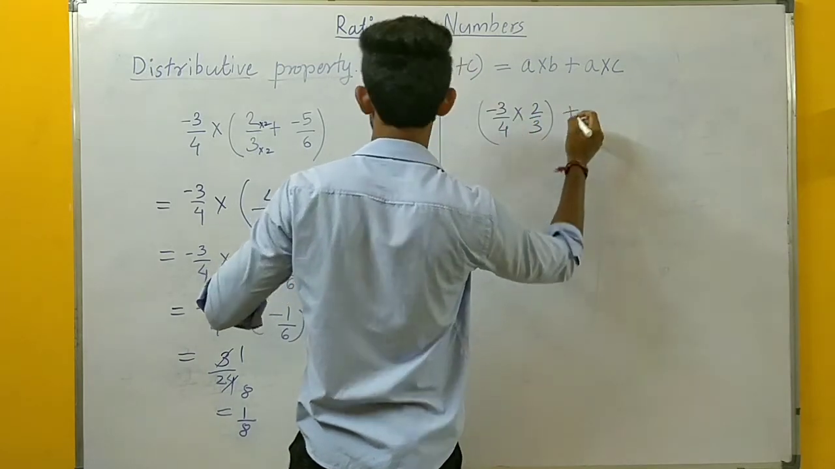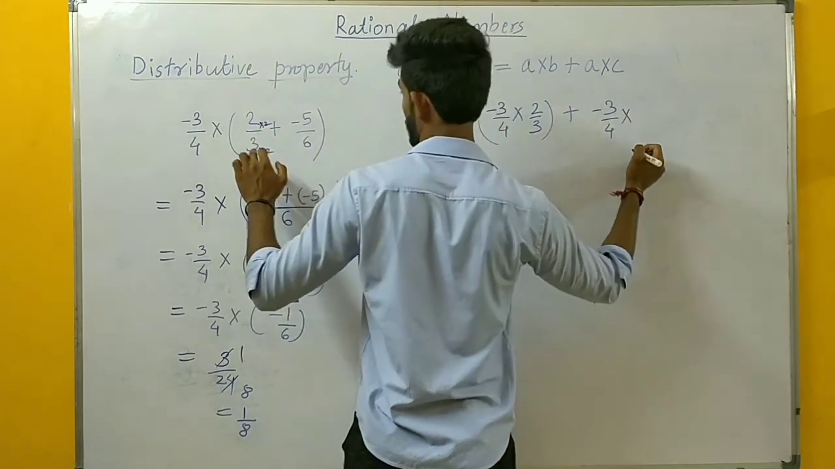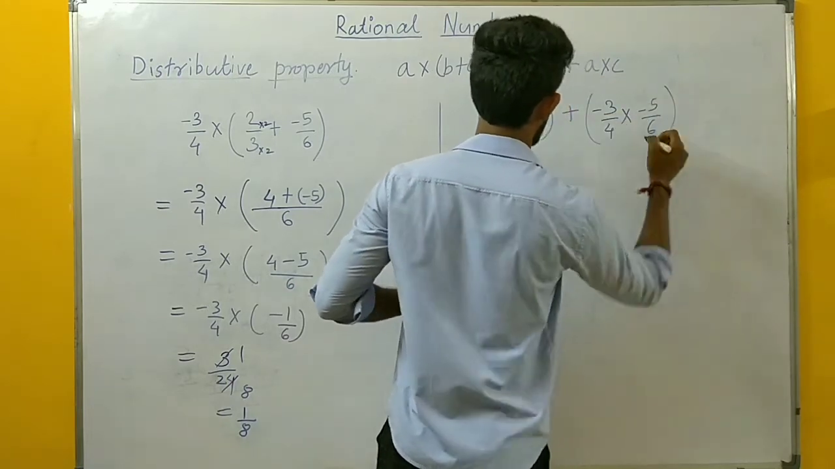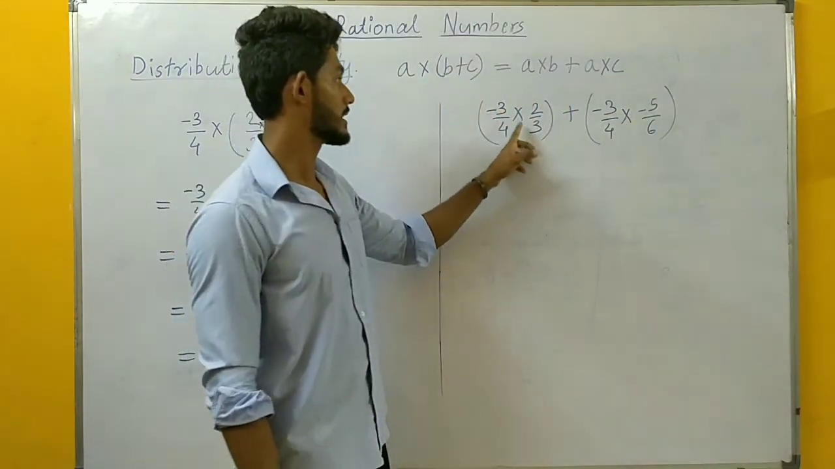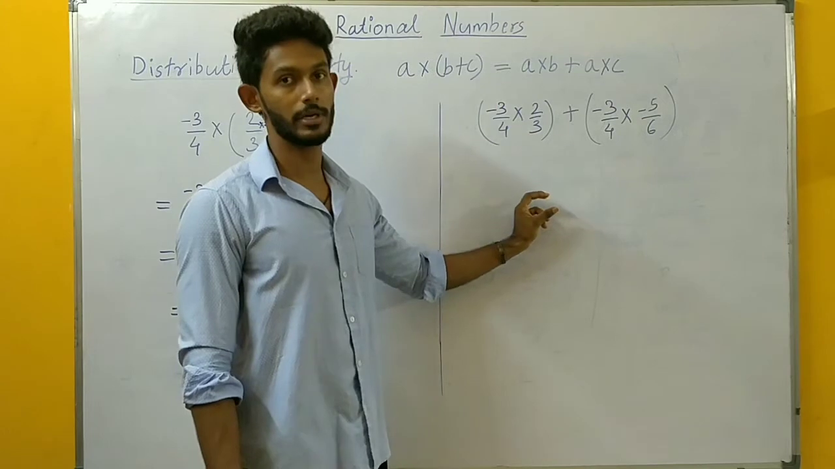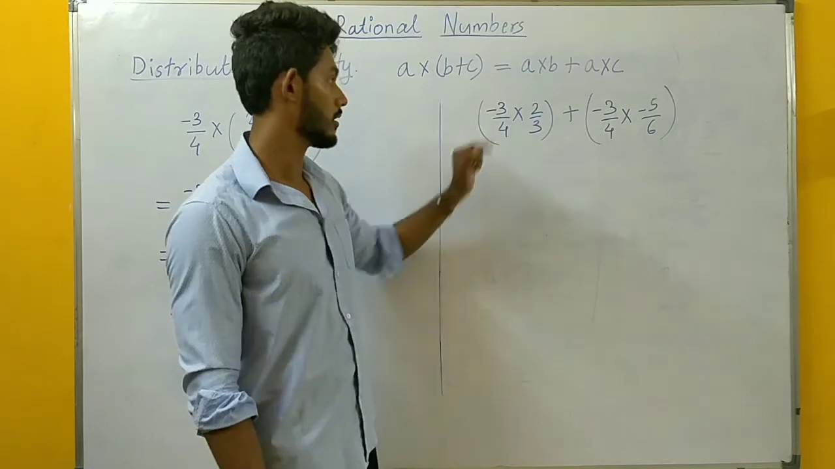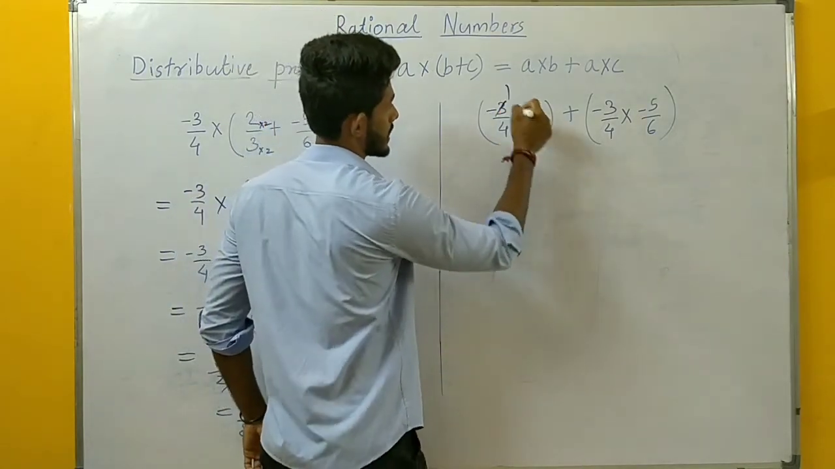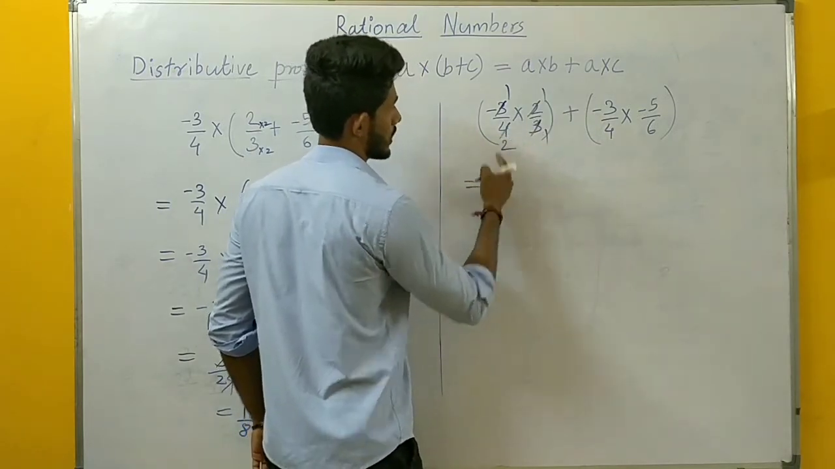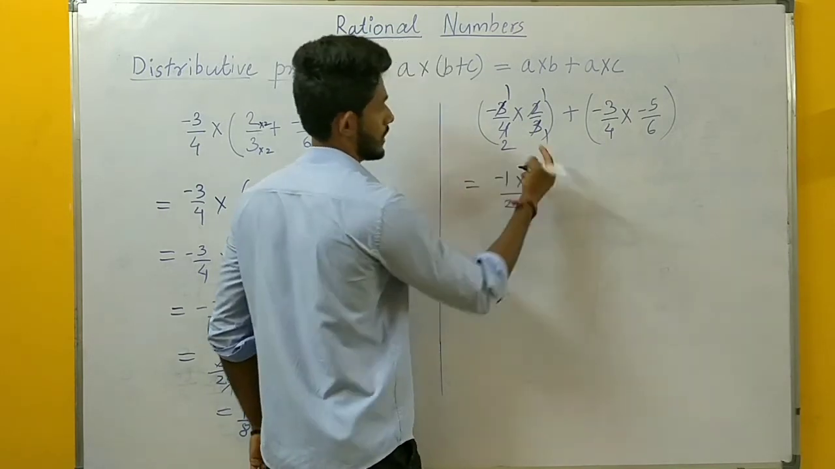I'll solve this first, then I will add negative 3 by 4 multiplied to negative 5 by 6. So here, as you can see, in multiplication we group the numbers with numerator and denominator based on whether they are factor or multiple of denominator. So here you can see that 3 ones are 3, 3 ones are 3, we can cancel this, 2 ones are 2, 2 twos are 4. So here I can get negative 1 multiplied by 1 upon 2 multiplied by 1.